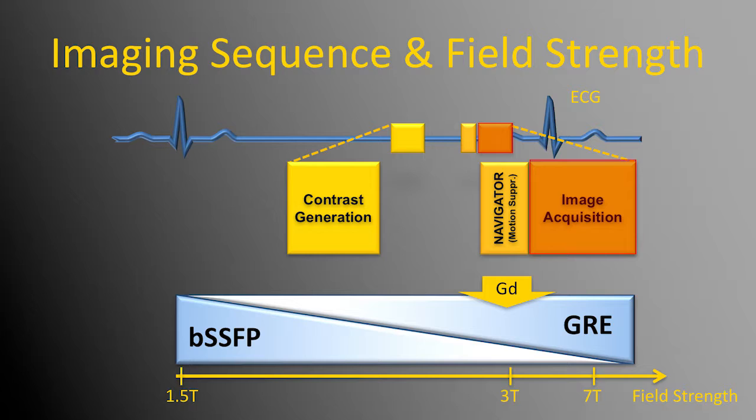A few words about the imaging part of the sequence. As we go to higher and higher field strength, bSSFP sequences disappear increasingly, and the old-fashioned but very robust and stable gradient echo sequences are becoming more important, and especially at 3T, Debbie Ali has done a lot of work here. Gadolinium is probably the way to go in combination with gradient echo sequences.